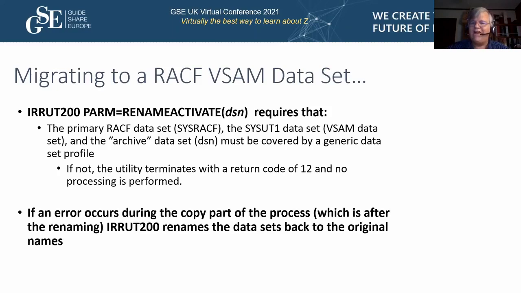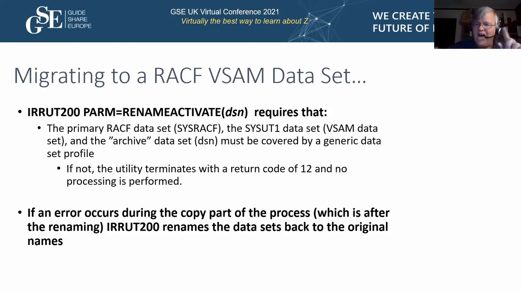Both the input RACF data set, the SYSUT1, which in this case will be the VSAM data set that you're copying to, and the archive data set must be covered by generic data set profiles. You cannot have discrete data set profiles. Why, I hear you cry?